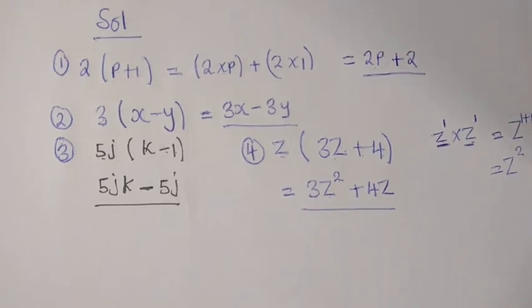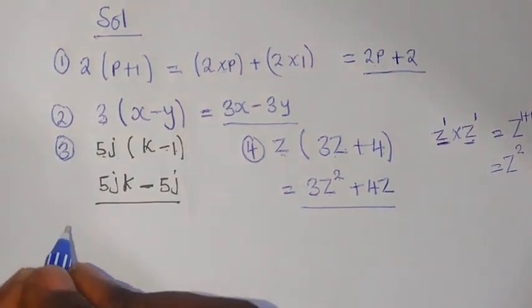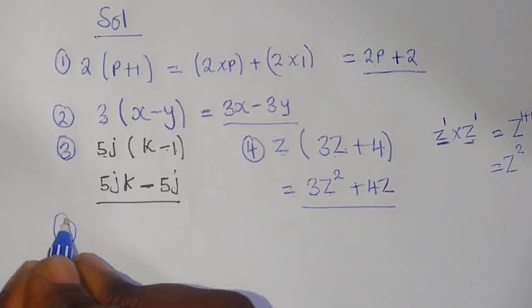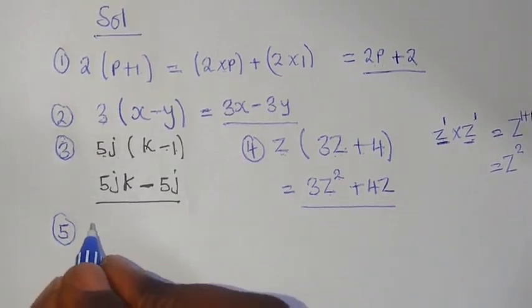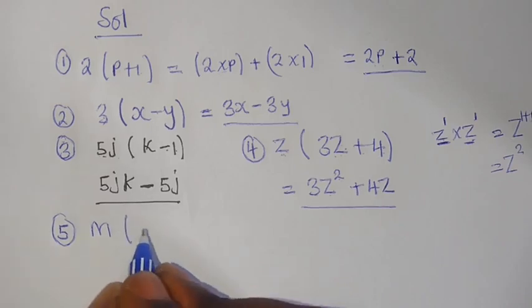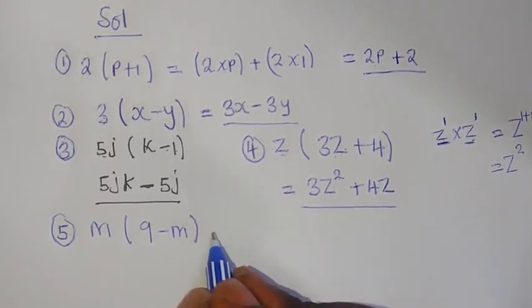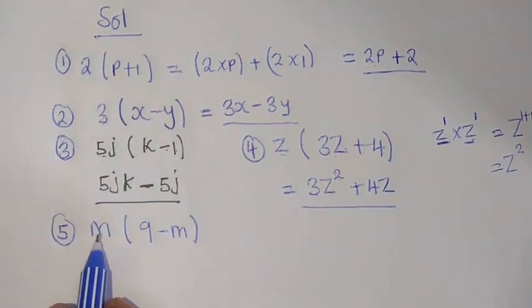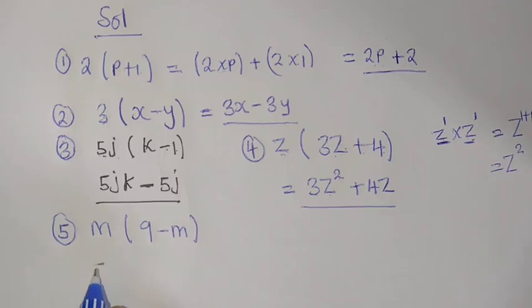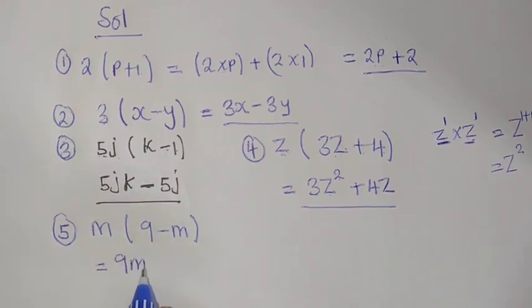So we now come to our fifth question. Here is our fifth question, where we have m, then bracket 9 minus m. Okay, so here you say m times 9, this will give us 9m.